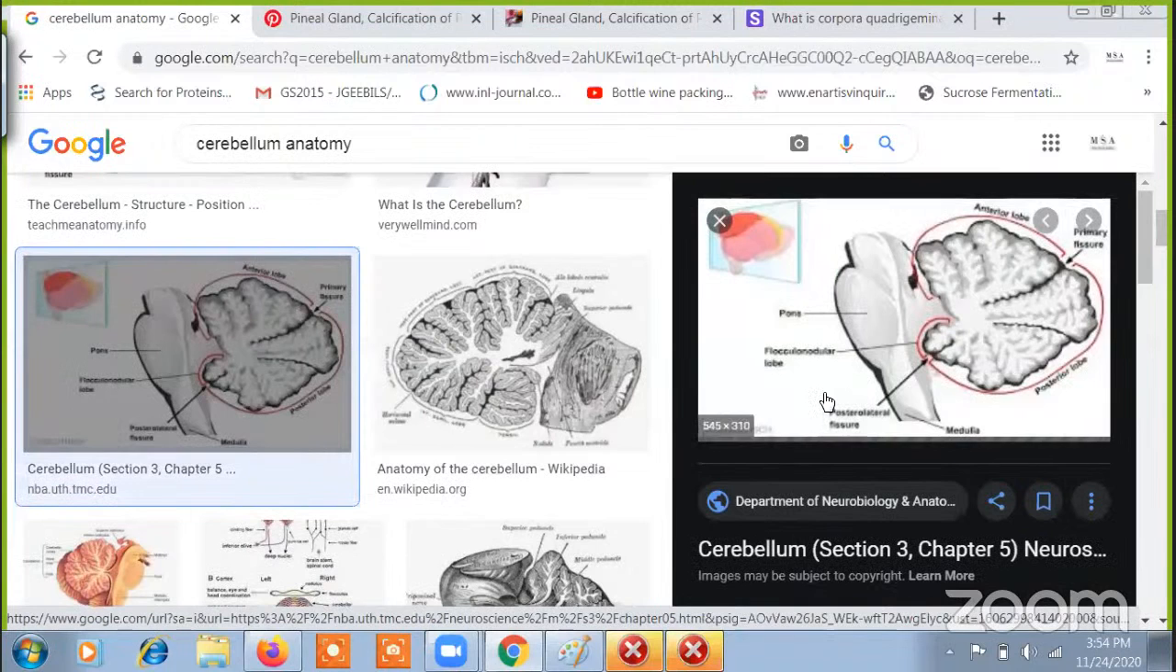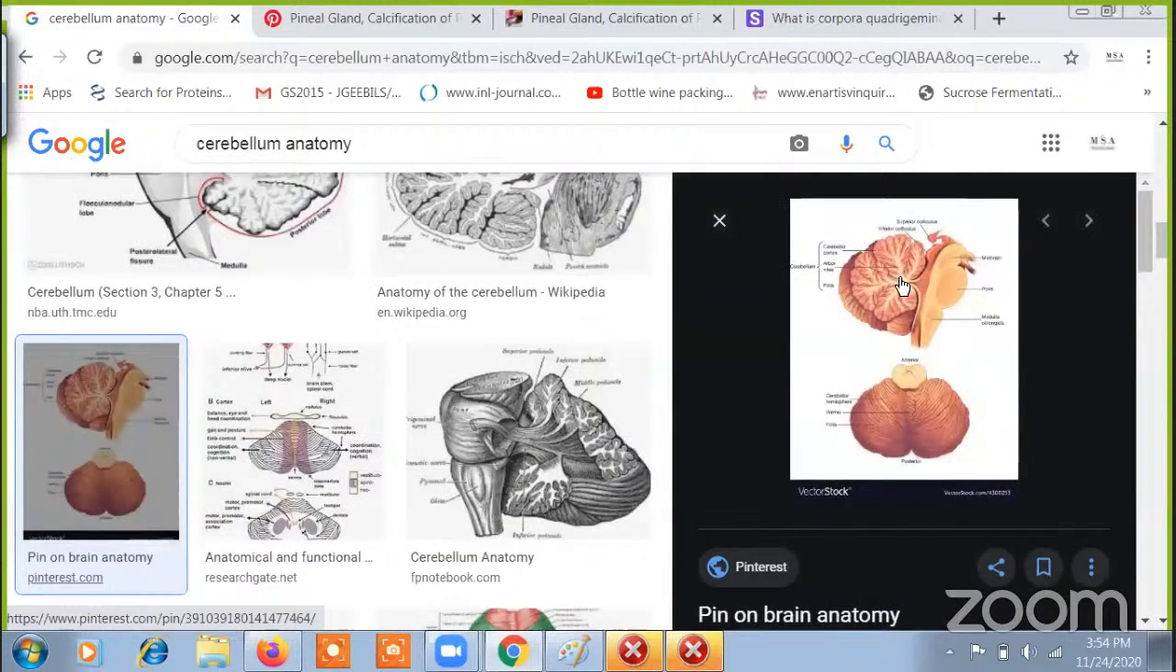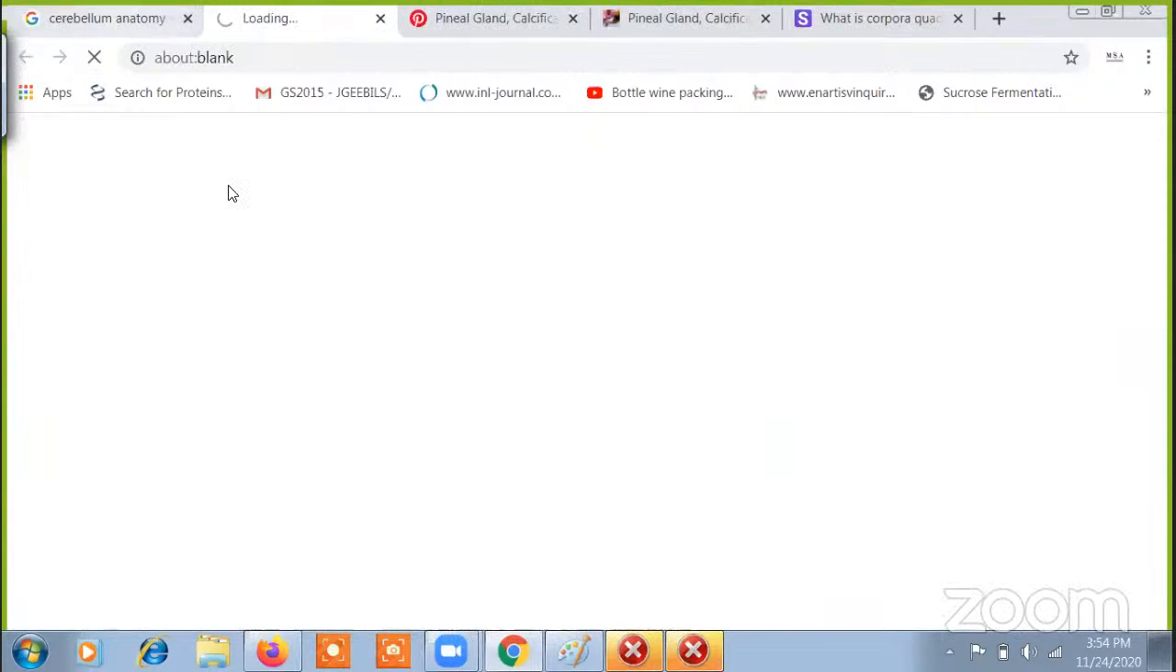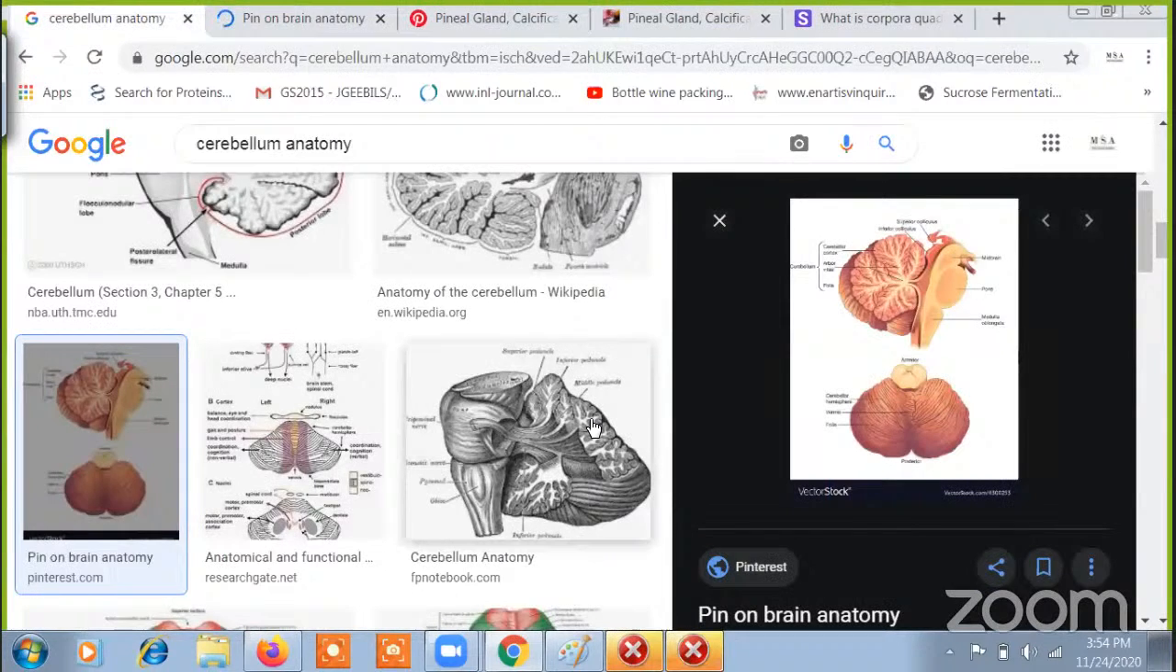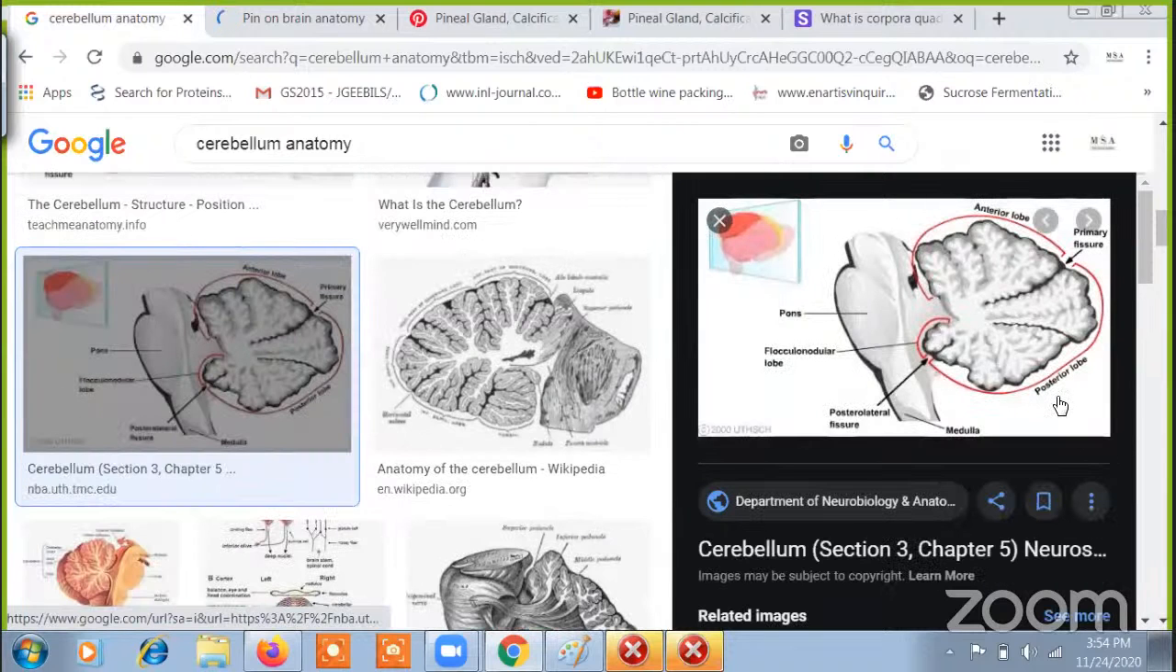Okay, what is the structure of the cerebellum? You can find here the pons, and here is the cerebellum. The cerebellum is divided into two lateral hemispheres, and it is composed of white matter with a thin layer of gray matter, like this. White matter with a thin layer of gray matter is present in the cerebellum.